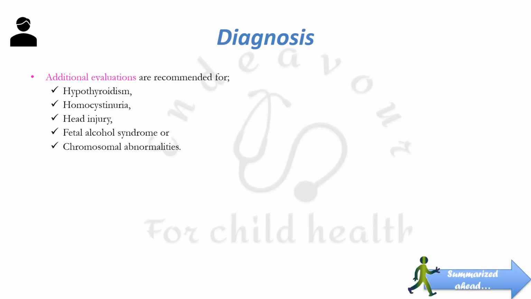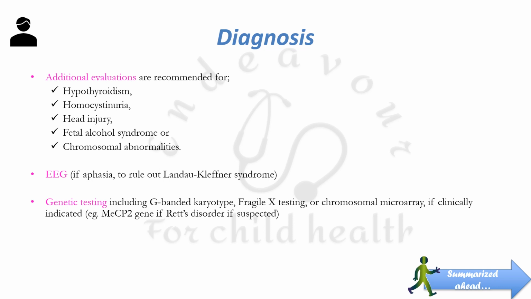Additional evaluations are recommended based on family history, examination, and the presence of any dysmorphic features, if present, like hypothyroidism, homocystinuria, head injury, fetal alcohol syndrome, or chromosomal abnormalities. EEG needs to be done, especially if the child has aphasia, to rule out Landau-Kleffner syndrome. Genetic testing including G-banded karyotype, fragile X testing, or a chromosomal microarray if clinically indicated. For example, the MECP2 gene is implicated in Rett syndrome if it is suspected.